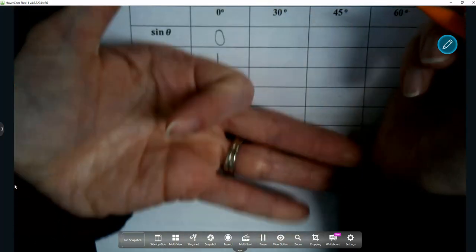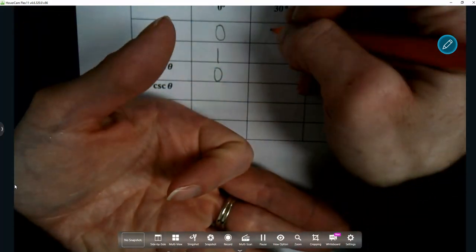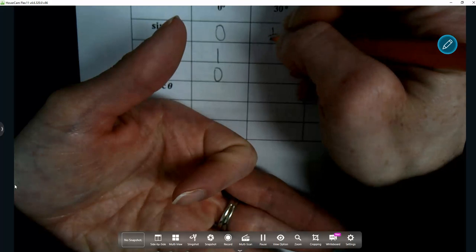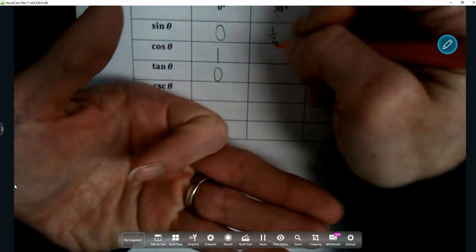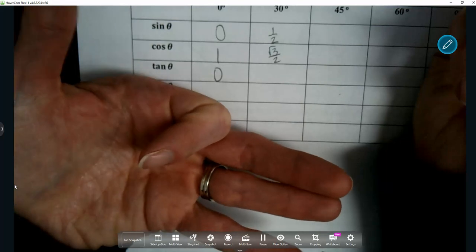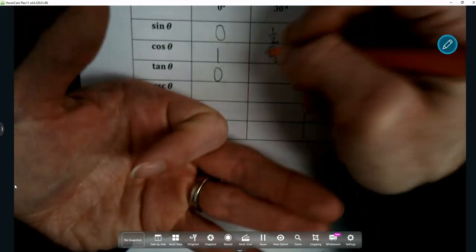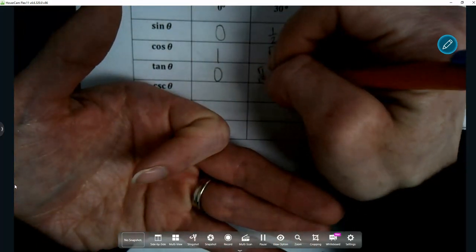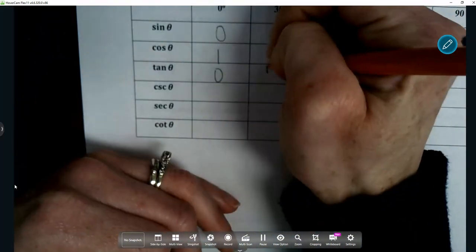If I do 30, sine, square root of the top over 2, so that's square root of 1 over 2, which is 1/2. Cosine, square root of the bottom over 2. Tangent, square root of the top over square root of the bottom. So radical 1 over radical 3. But if you get that radical off the bottom, that turns into square root of 3 over 3.